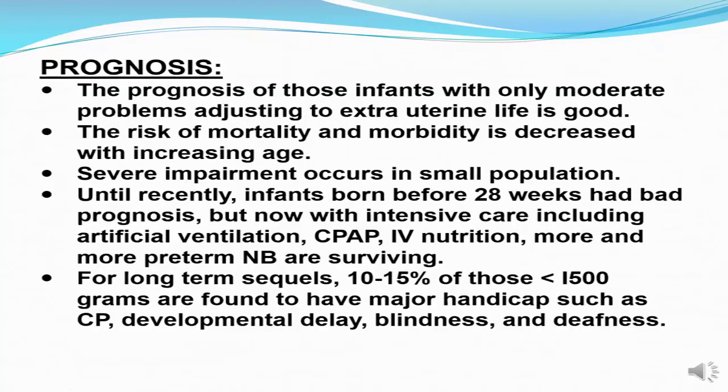The prognosis of those infants with only moderate problems adjusting to extrauterine life is good. The risk of mortality and morbidity decreases with increasing age. Severe impairment occurs in a small population. Recently, infants born before 28 weeks had a bad prognosis, but now with intensive care, including artificial ventilation, the use of CPAP, and IV nutrition like TPN, more and more preterm babies are surviving. For long-term sequelae, 10 to 15% of those less than 1,500 grams are found to have some major handicap, including cerebral palsy, mental retardation, other developmental delay, blindness, and deafness.